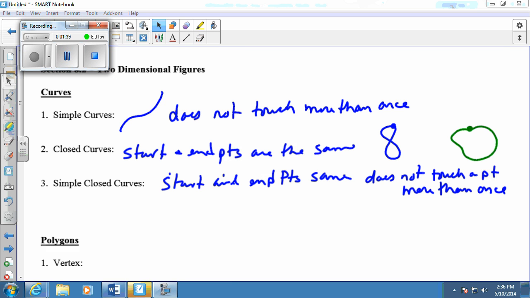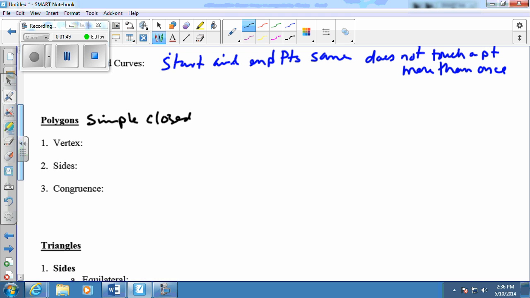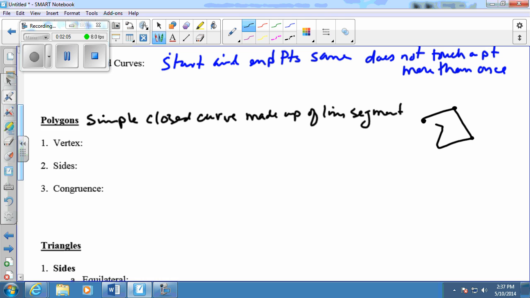Polygon. A polygon is just a simple closed curve, so that's what it's going to start with. However, the curve is made up of line segments. So what we're going to do is catch line segments and never touch more than one. So that would be a polygon.